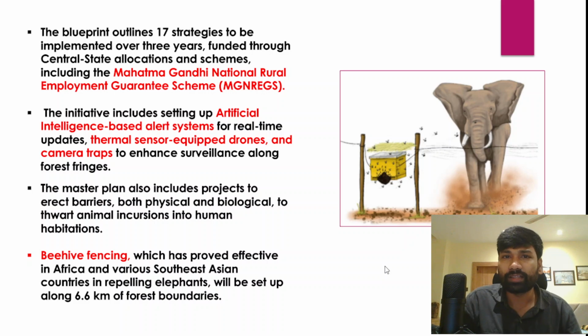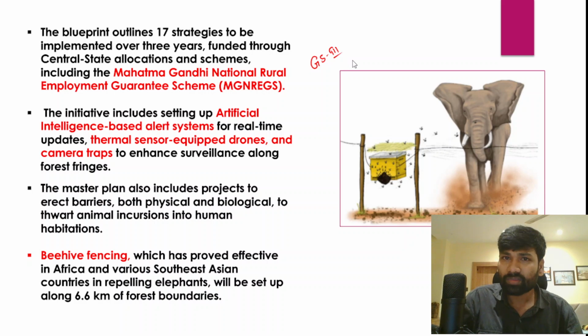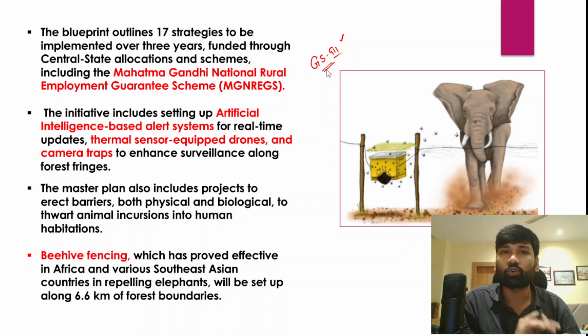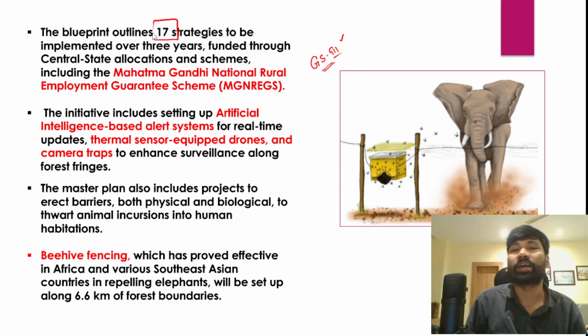Most probably this is important for your General Studies Paper 3 economy section, right? Within the economy paper there is an environment section. In that environment section there may be a mains question with respect to human wildlife conflict incidents, reasons, and the mitigation measures, right? So when we talk about the mitigation strategies that the Kerala Forest Department has been looking at, a blueprint has been provided, right?